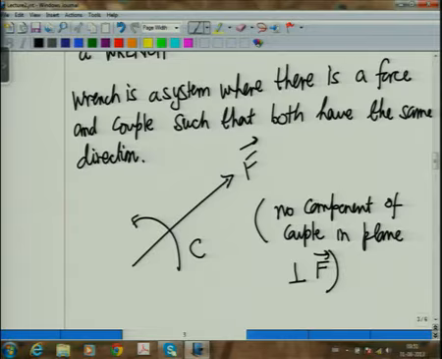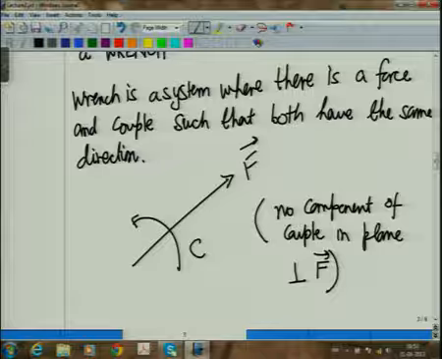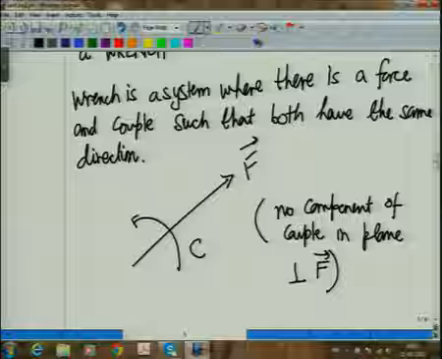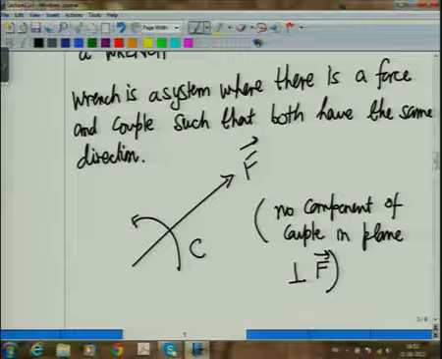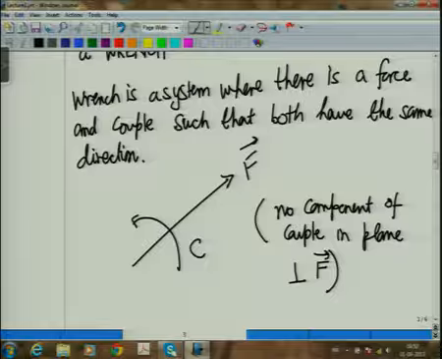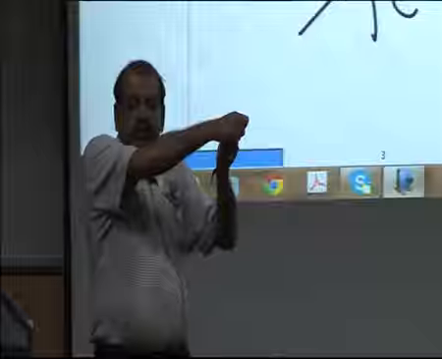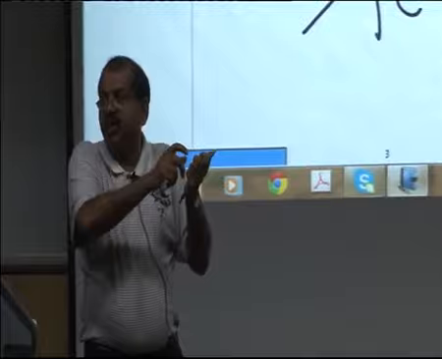Where do we physically encounter such a situation? Drilling machine, right? When you drill a hole, where do you apply the force? In the vertical direction. Suppose you're drilling vertically, and the couple which is acting in the drilling machine is also such that its direction is in the vertical direction. Another simple example, screwdriver. When you are driving a screw into the wall, the direction of the force and the direction of the couple are both the same. Is that clear? So this is what we call a wrench.